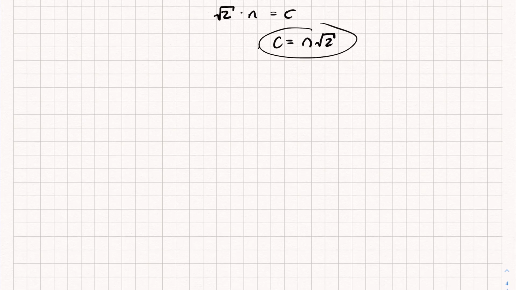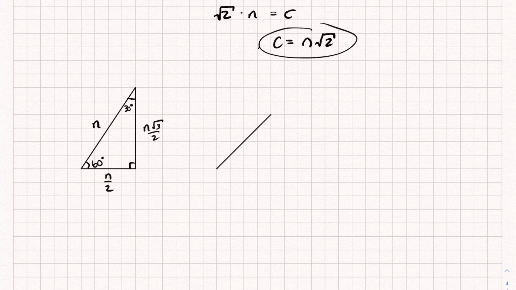All right, and so that kind of finishes our special triangles. We've got 30, 60, 90: n over 2, and root 3 over 2 n. And then I have a 45, 45, 90: n, n, n root 2.